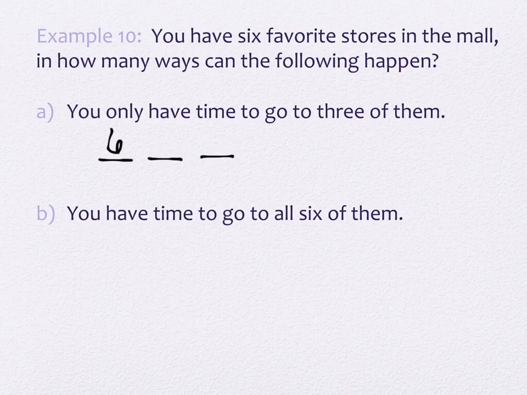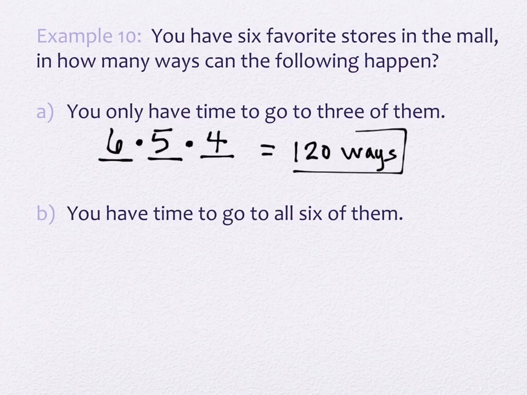So when I go to my second store, how many choices do I have? 5. And the third store? 4. Fundamental principle of counting, I multiply. What is 6 times 5 times 4? 120 ways. There we go. What if you have time to go to all 6 of them?